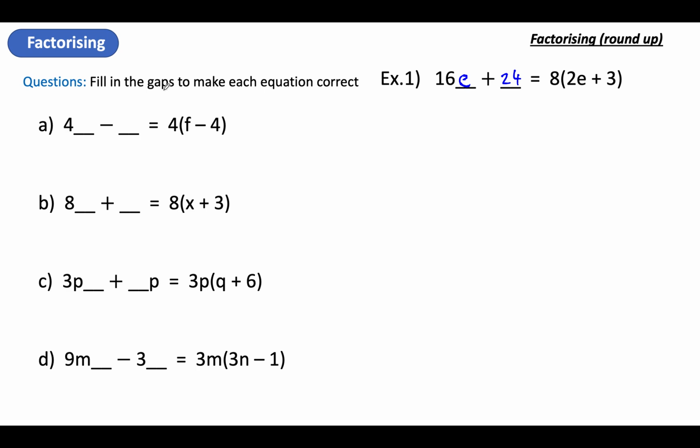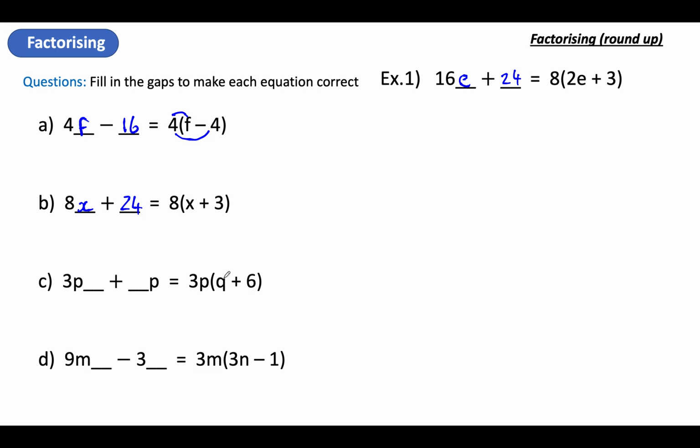Okay, right, if I expanded this, 4f, I need to have the f there to make 4f. 4 times the minus 4 would make minus 16. Okay, this is again the opposite. Expanding and factorizing are opposites of each other. Right, 8 times x would make 8x. 8 times the 3 would be 24.